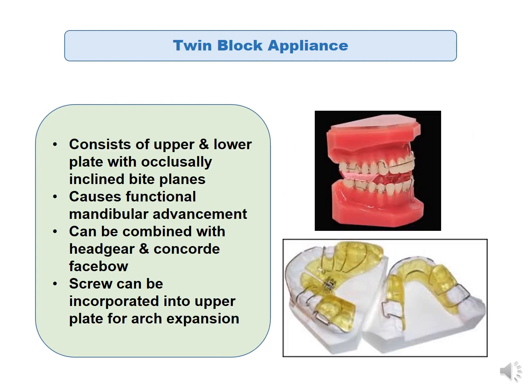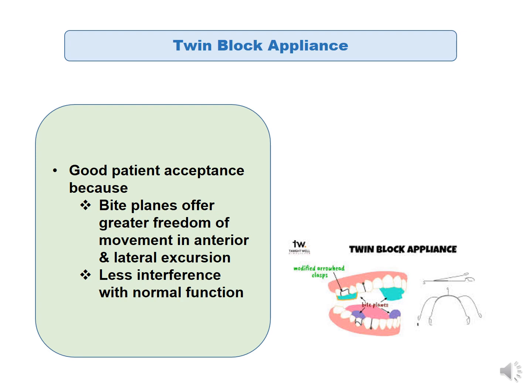Okay, the twin block appliance. The twin block appliance consists of an upper and lower plate with occlusally inclined bite planes. These bite planes cause a functional mandibular advancement, and this appliance can be combined with headgear and a Concorde face bow. Screws can also be incorporated into the upper plate for arch expansion. The twin block appliance enjoys good patient acceptance because the bite planes offer a greater degree of movement in anterior and lateral excursion, and there is less interference with normal oral functions.